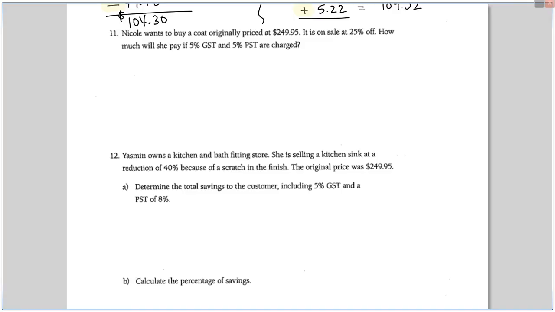Okay, so Nicole wants to buy a coat originally priced at $249.95. It's on sale 25% off. So figure out the savings. $62.49 after rounding. So subtract that from your original price.